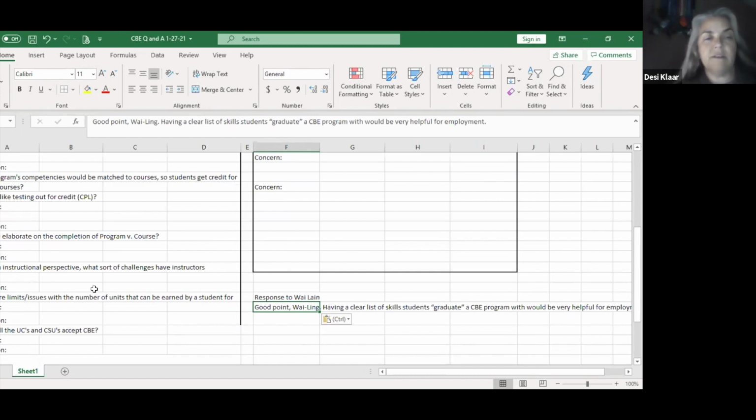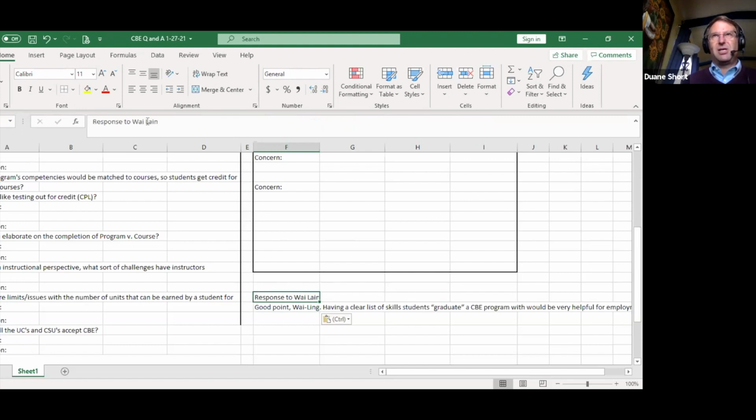So programs competencies would be matched to courses, so students get credit for taking courses, kind of like testing out for CPL. Did you want to talk about that for just a second? Yeah, that's great. Thank you. That's a good one. So it sounds like it's possible to do it that way. It's possible that you can make a CBE program, put the competencies in the CBE program that also happen to cover everything that's in a class or even a series of classes.